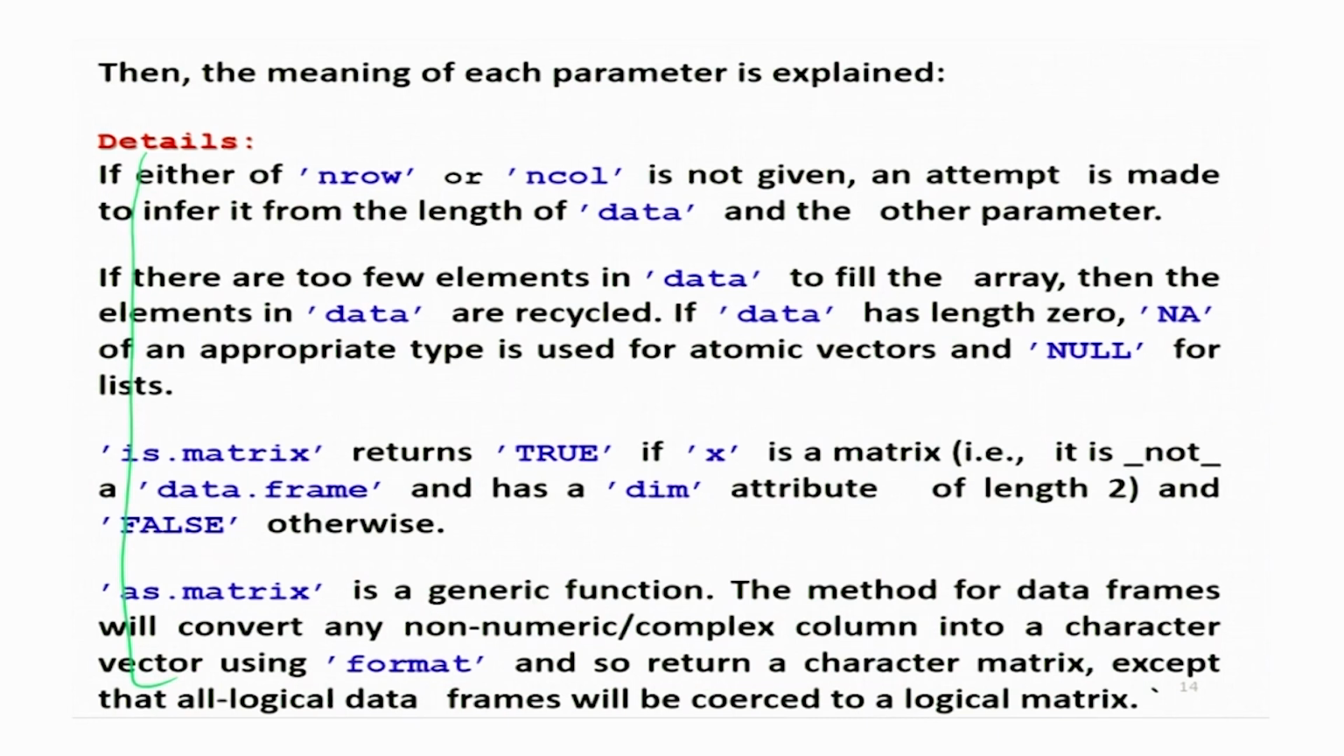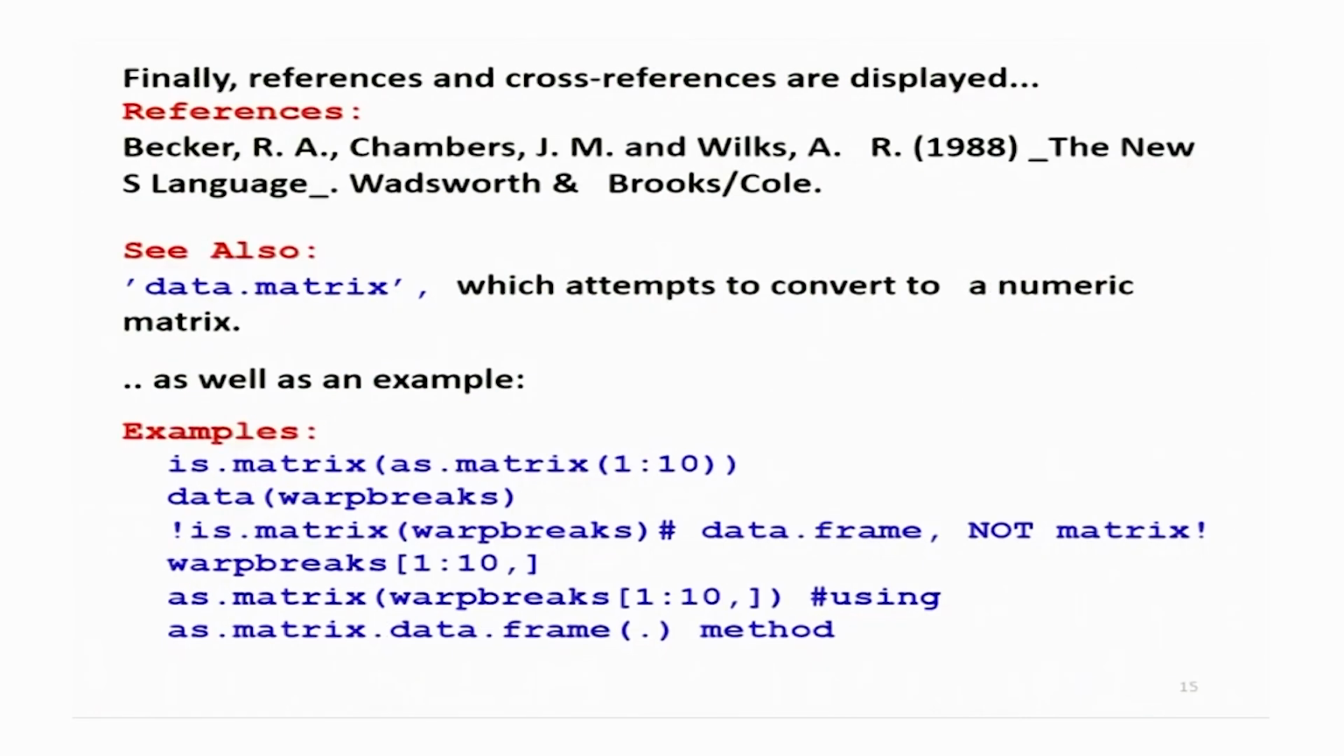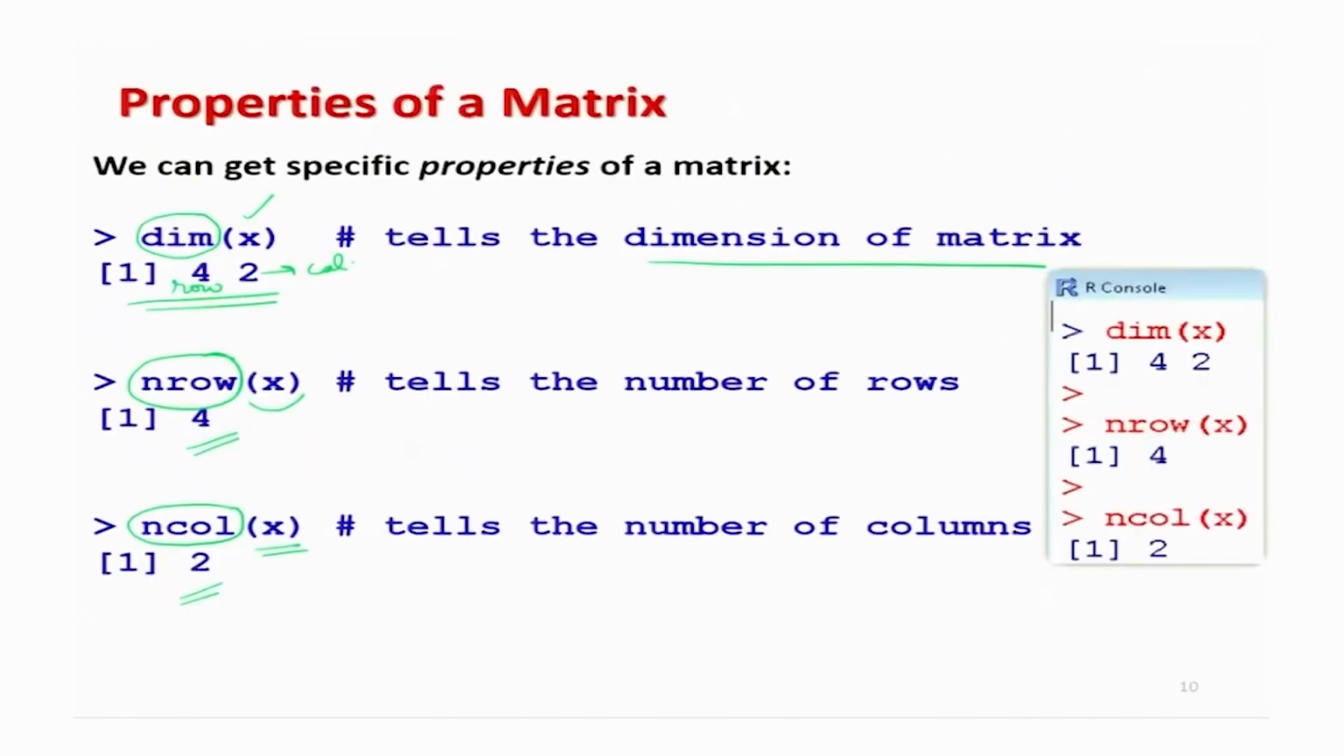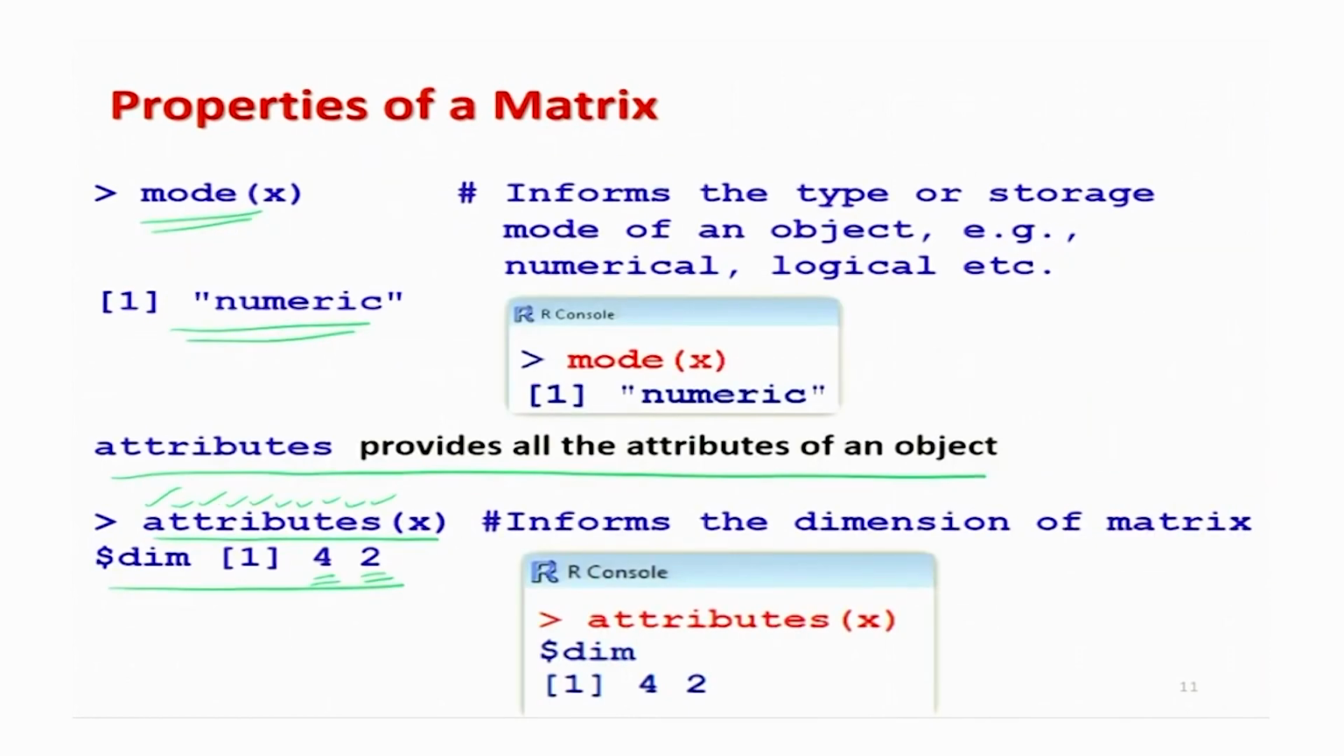I have already explained to you the concept of is and as. For example, if you use is.matrix, this will simply show you whether the variable is in the format of a matrix or not, and in case you want to convert something into a matrix, then you have to use as.matrix, right. So, all these things are there. I would request you to look into this help menu and read it, and I will try to show you these operations on the R console: dimension, nrow, ncol, and mode, attributes.